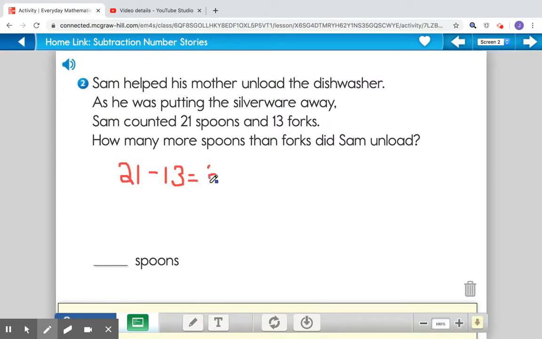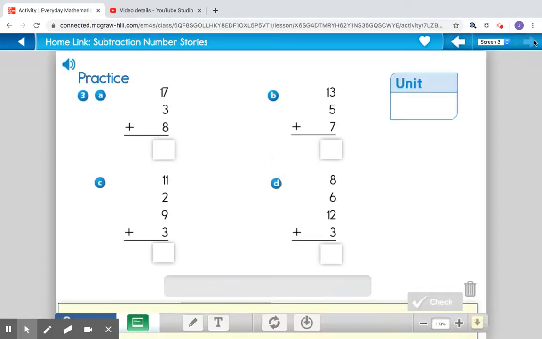And boys and girls, you're going to work out the problem and put your answer on the line. And as always, we always want to make sure that we put what we're talking about in a word problem. And today we're talking about spoons. So you're going to put your answer here and you're going to arrow over. And on number 3, you're just going to practice.